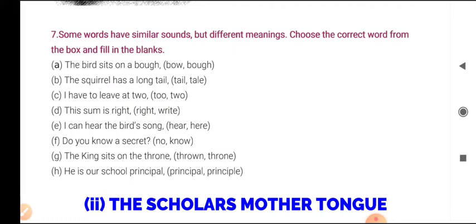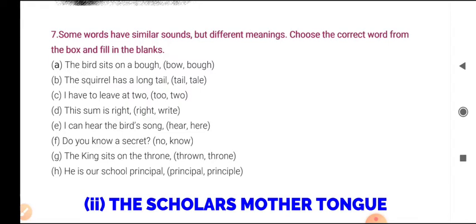The squirrel has a long tail. I have to leave at 2. This sum is right. I can hear the bird's song. Do you know a secret? The king sits on the throne. He is our school principal.